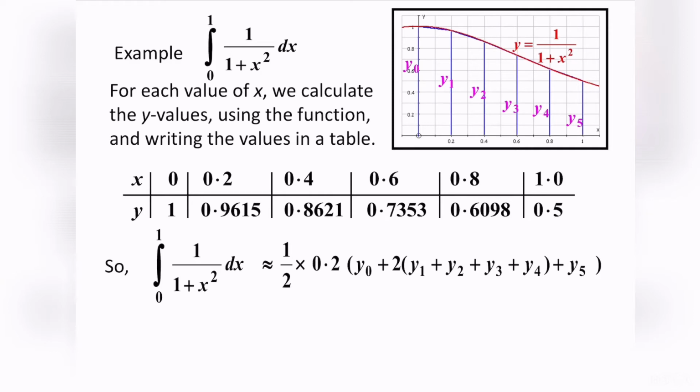Okay, so this is approximate, equals 1/2 times 0.2, which is the h, multiplied by y0 plus 2 times y1 plus y2 plus y3 plus y4 plus y5. You don't need to learn this by heart. You will be given the formula in the exam, so you can just apply the rule and solve the question. All right, but I'm just going to show you as well why this is the case.